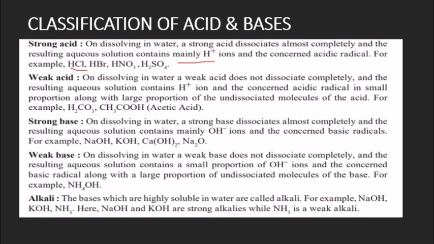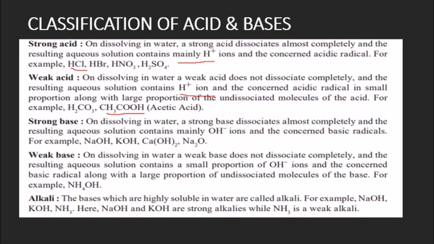Weak acid: when we dissolve a weak acid in water, we get a smaller number of H+ ions in the solution, and the acidic radical is in small proportion because of the fewer H+ ions, and a large number is the undissociated molecule. Now here if you see CH3COOH, when we dissolve this in water, we get H+ and then CH3COO-. That means only one H is dissociated and most of the hydrogen is not dissociated. So we get very few hydrogen ions.